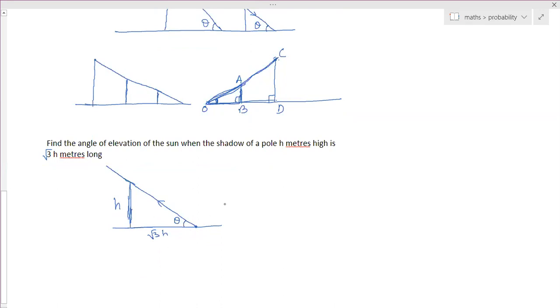Tan theta. So tan theta is equal to, this is A, B and C you can consider. The pole is always perpendicular. AB by BC. So tan theta is equal to AB, which is h, over root 3h. h and h get cancelled. The value is 1 by root 3. So for which angle is the tan value 1 by root 3? 30 degrees. So theta is equal to 30 degrees.